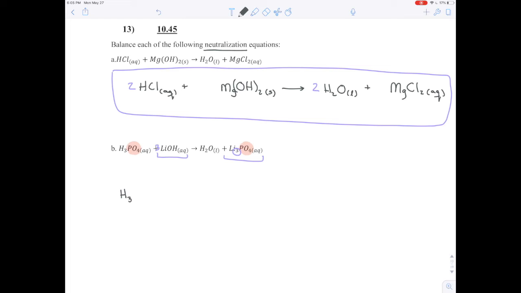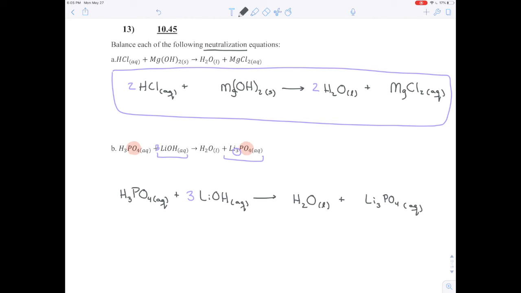So we have H3PO4. The AQ means it's dissolved in water, it's aqueous. Then now we have 3 LiOH, that's lithium hydroxide. The AQ here means it's dissolved in water. Then we have H2O, so that's a liquid, plus Li3PO4, and that's dissolved in water.